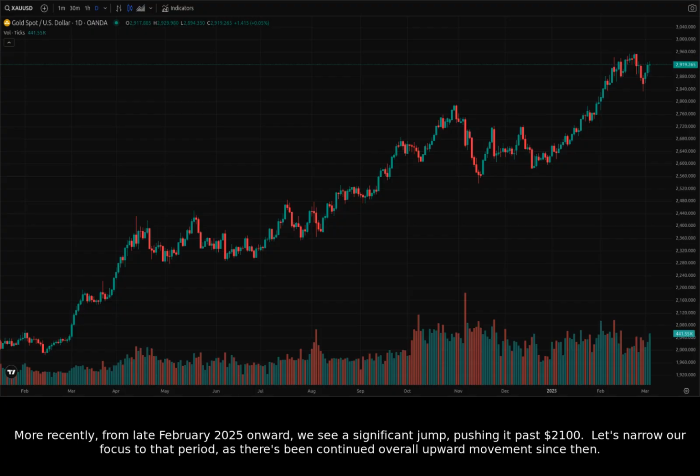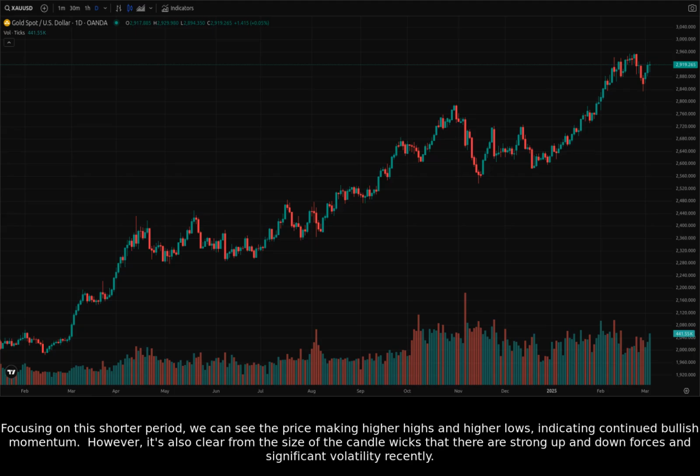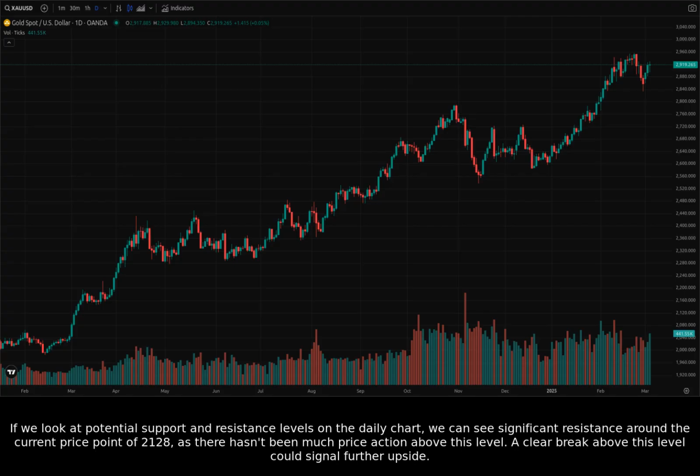More recently, from late February 2025 onward, we see a significant jump, pushing it past $2,100. Let's narrow our focus to that period, as there's been continued overall upward movement since then. Focusing on this shorter period, we can see the price making higher highs and higher lows, indicating continued bullish momentum. However, it's also clear from the size of the candle wicks that there are strong up and down forces and significant volatility recently.